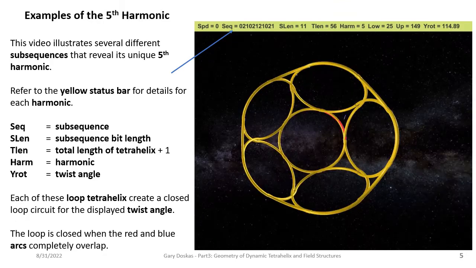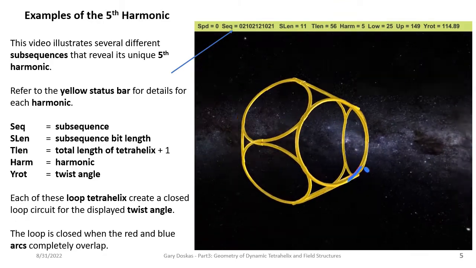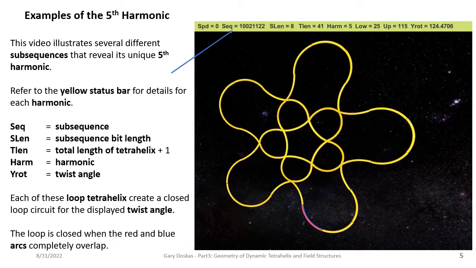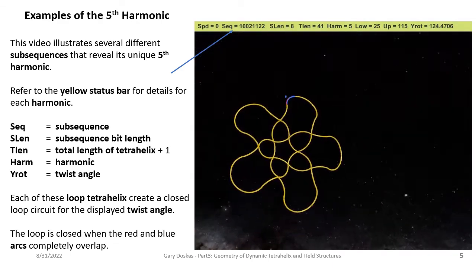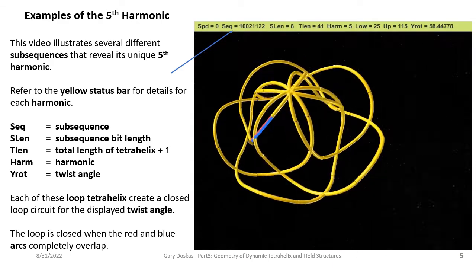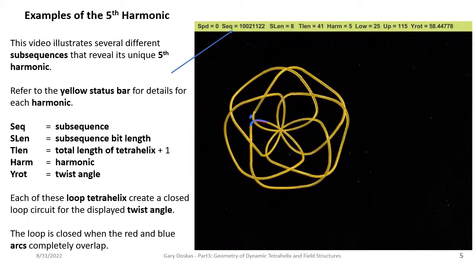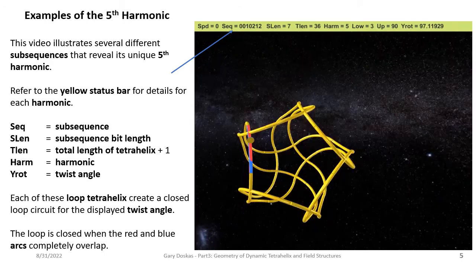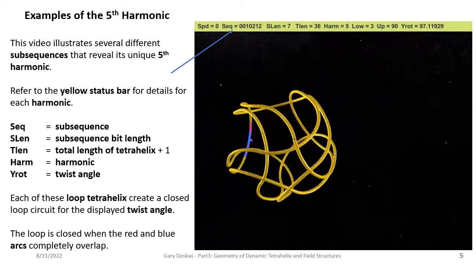For each subsequence, I'm only showing one magnitude of the harmonic, however, there are many more harmonics that would show up at different twist angles and different lengths. This will be explored in more detail in subsequent videos.